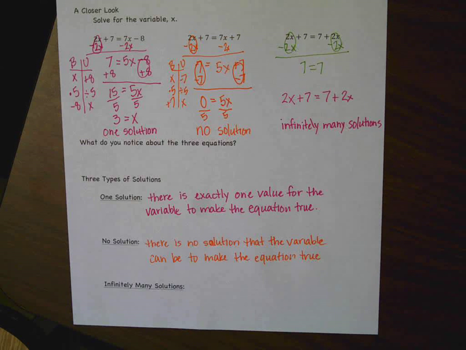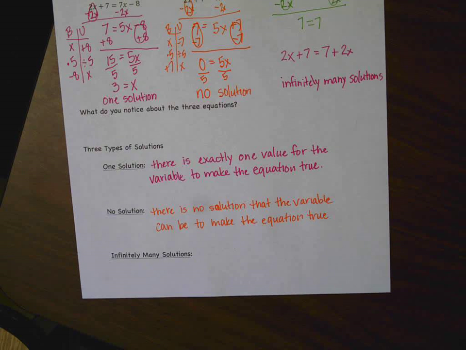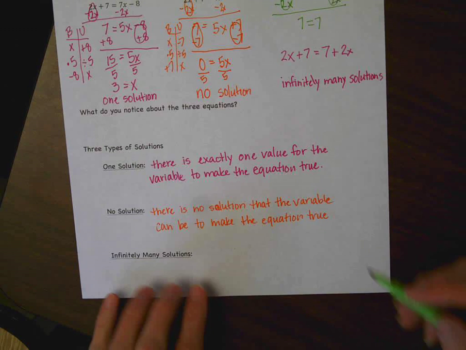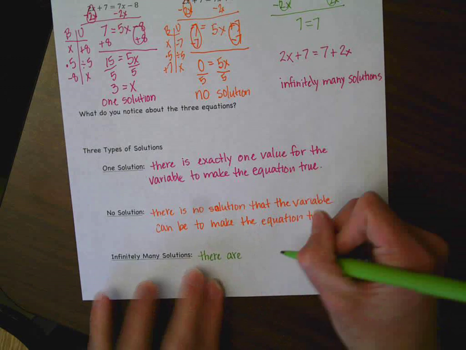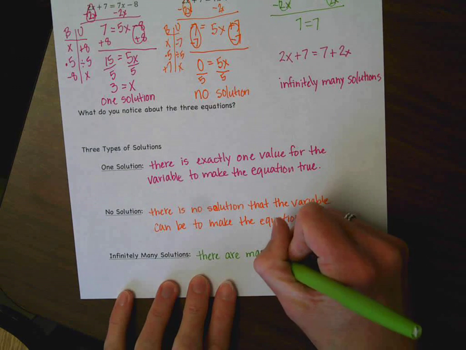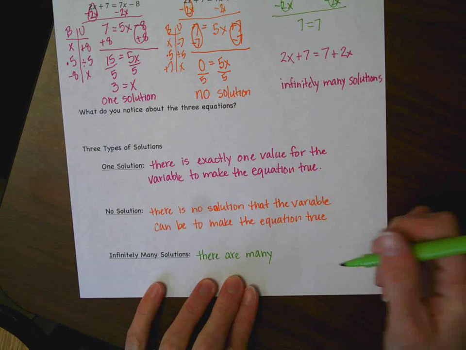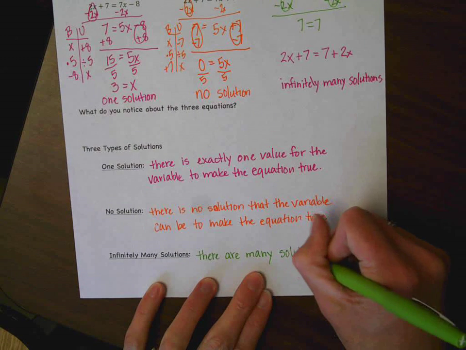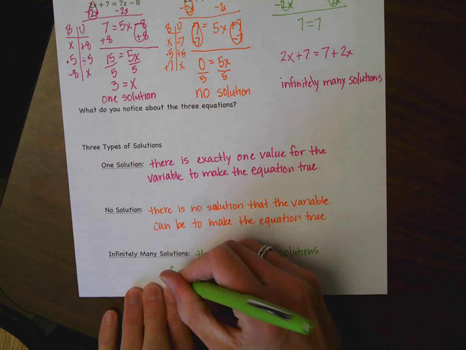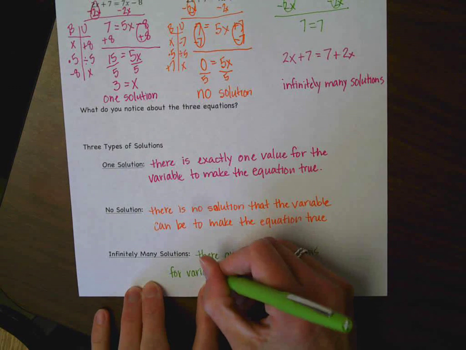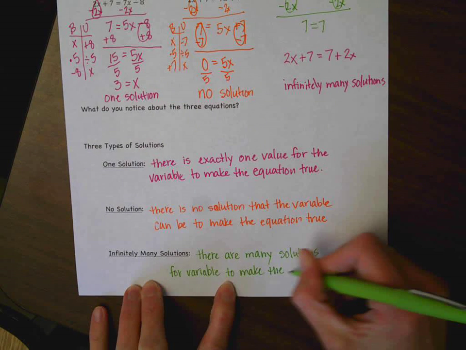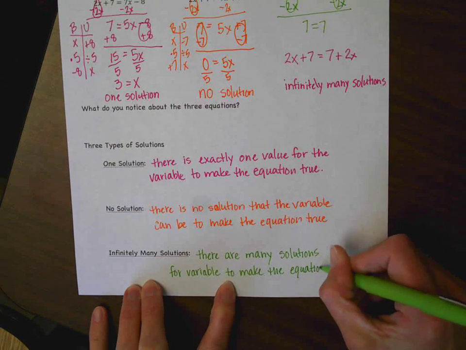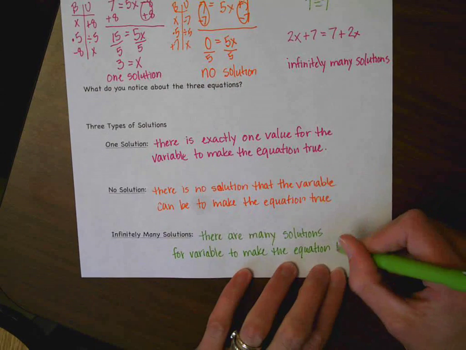Okay? And then on the last one, infinitely many solutions, we could put in any value for the variable, and the equation will still be true. Okay? There are many, infinitely many, so forever. There are forever many solutions for the variable to make the equation true.